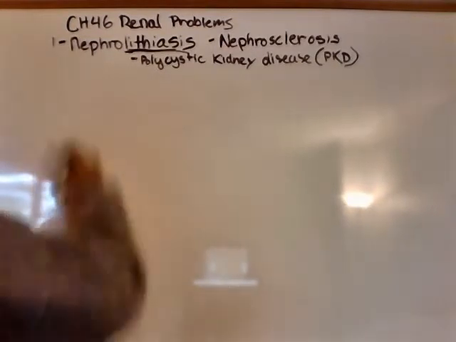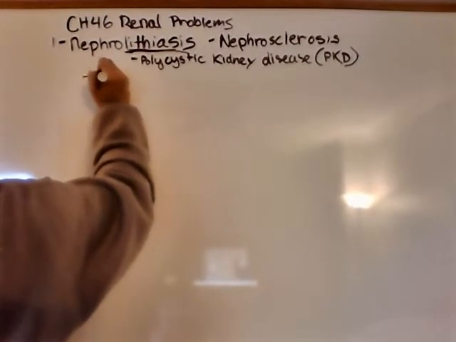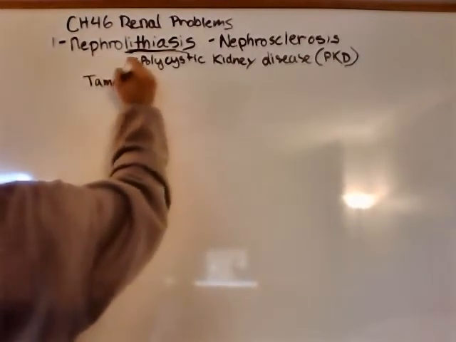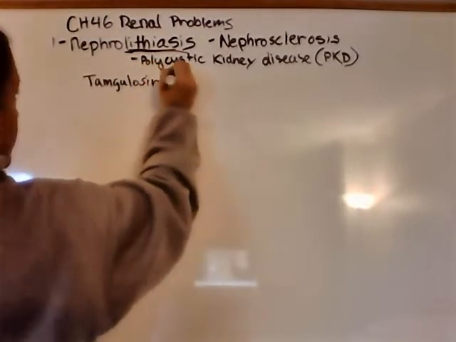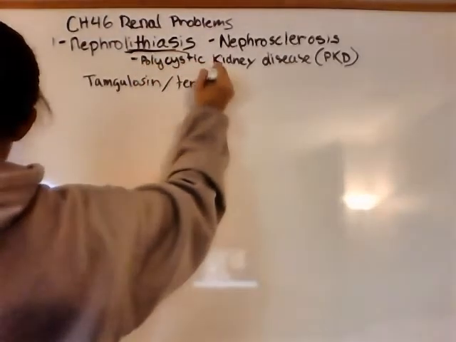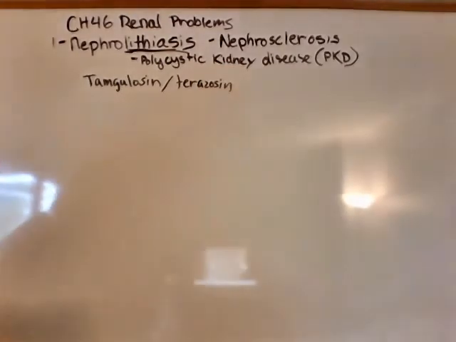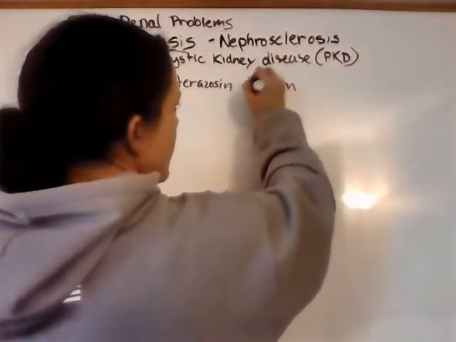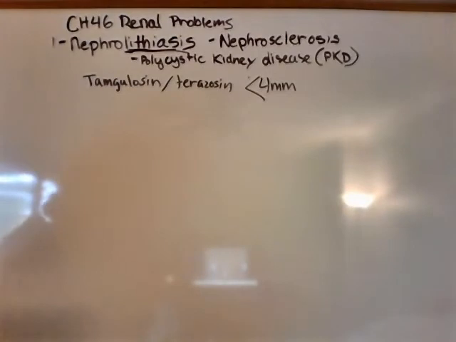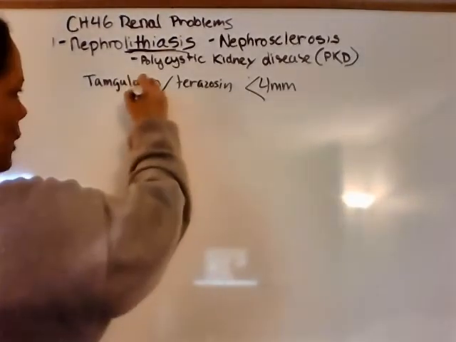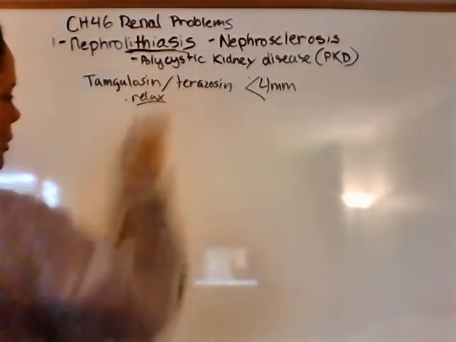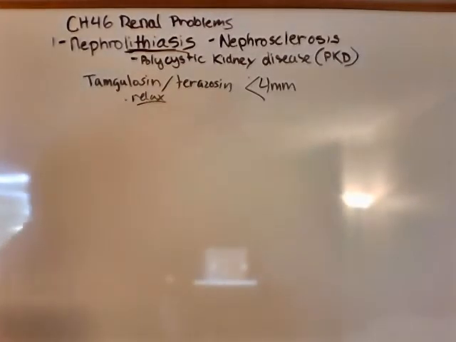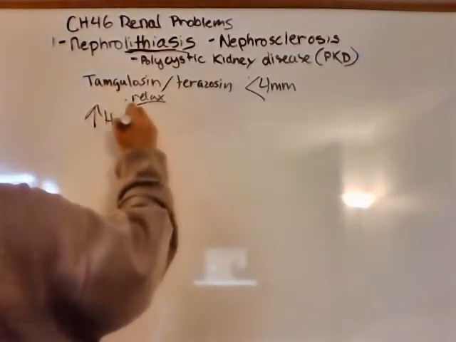Okay, so the treatment, besides the ones that I've already mentioned, and I'm going to spell that for you, Tamsulosin. These are muscle relaxants. Muscle relaxants, because remember the bladder is a muscle, and if we're going to try and pass that stone, if it's 4 millimeters or less, we have a good probability of passing that stone. And if we're going to pass that stone, we can relax the muscles and allow the stone to pass a little bit more freely.